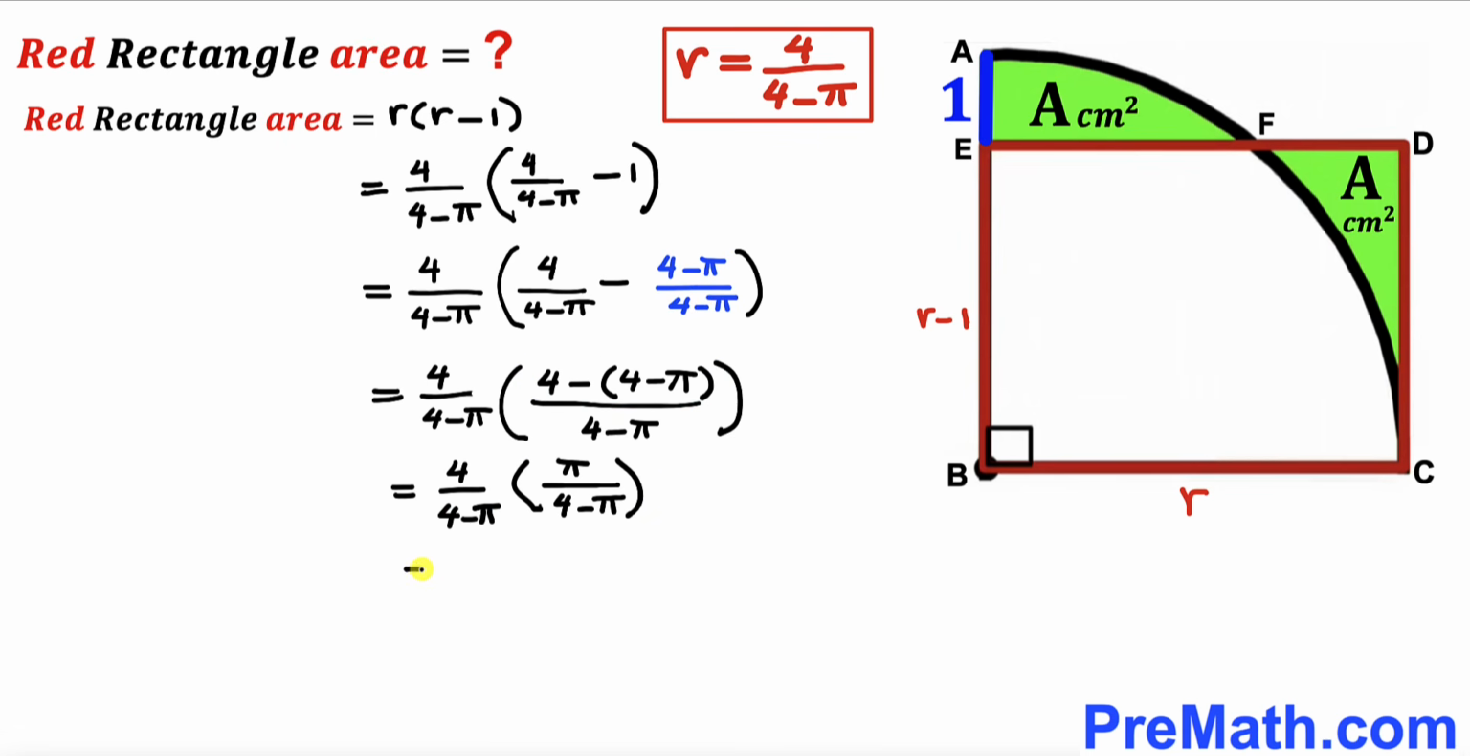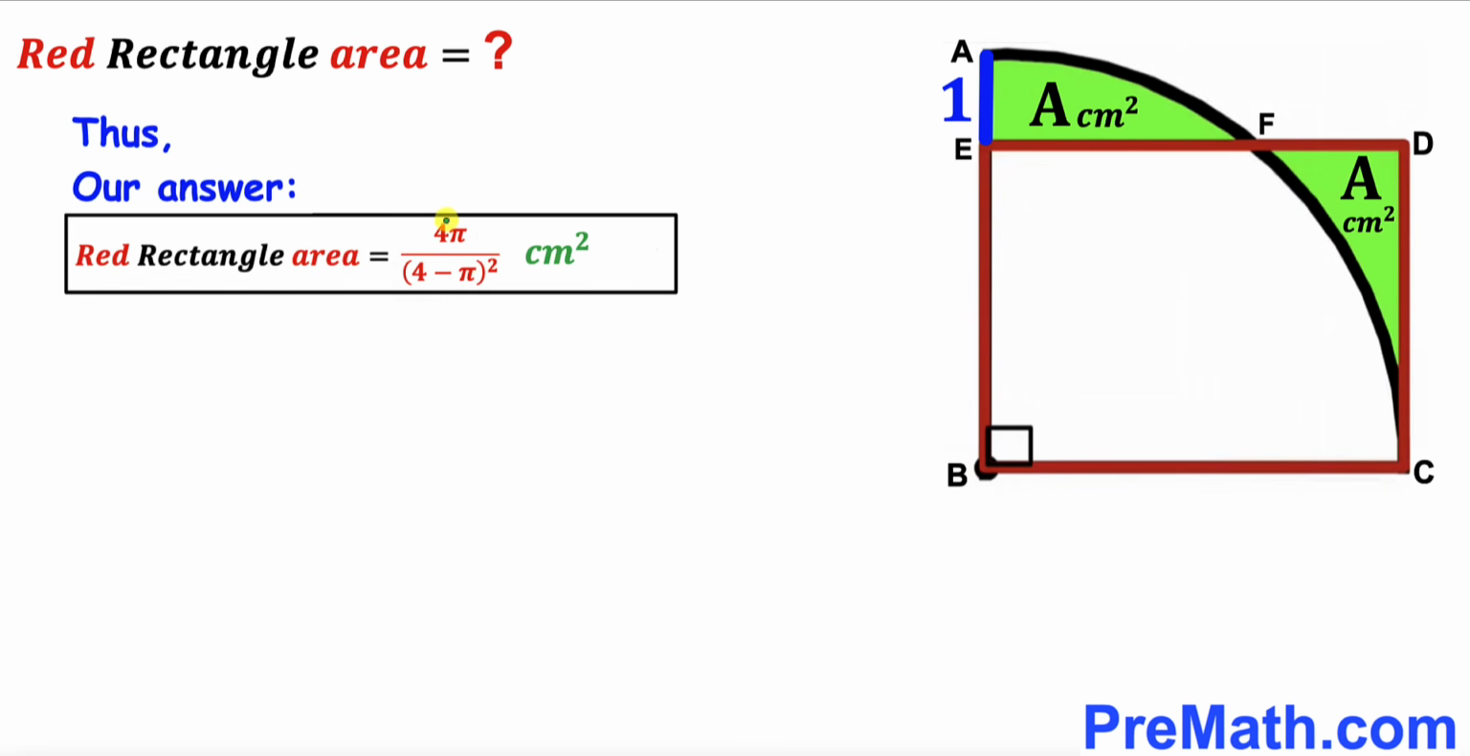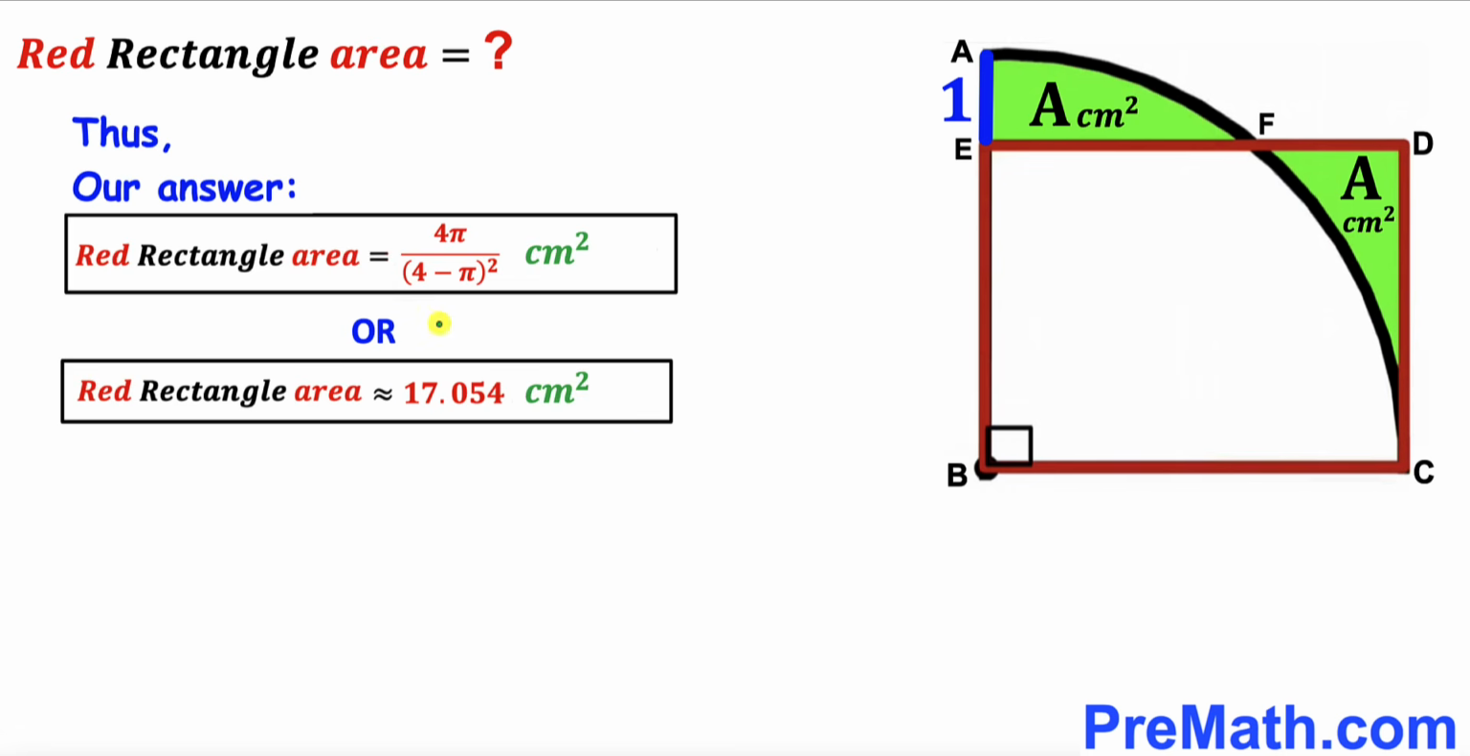Now let's go ahead and multiply on the numerator. It is going to become 4 times pi. At the denominator this is going to become 4 minus pi whole square, and it's going to be centimeter square, the area of this red rectangle. So thus the area of this red rectangle turns out to be 4 times pi divided by 4 minus pi square centimeter square. And that's going to be approximately equal to 17.054 centimeters square as well. And that's our final answer.